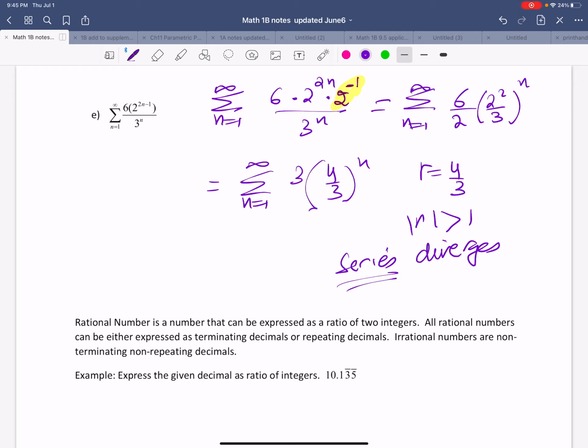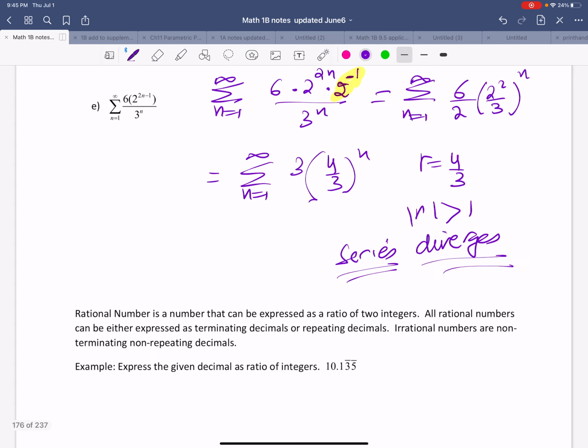Be very careful. We are talking about the series, we are not talking about the sequence. Last section we talked about the sequence. In that section we were talking about the 100th term, 200th term, 2000th term. Are they converging to a particular number? Now we're talking about the sum of all the terms of the series.